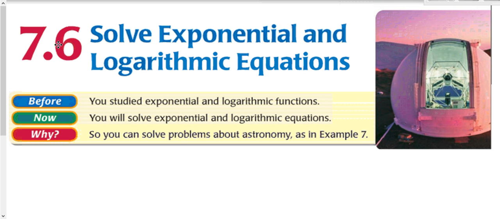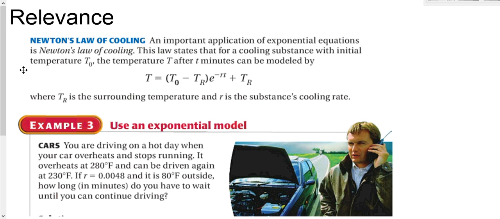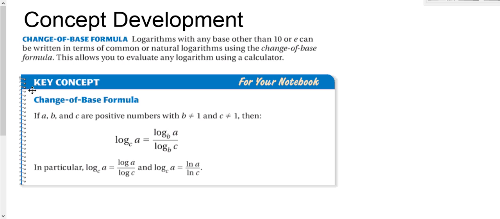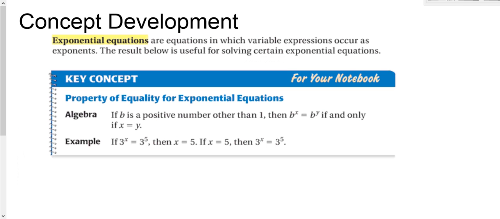All right, we're going to be working on 7.6, solve exponential and logarithmic equations. So if you need more examples and want to read about it a little more, go to 7.6 in your text. We've already read about Newton's law of cooling, the relevance piece. We've already talked about this in a previous lesson. We've gone through the vocabulary, and we've talked about the change of base. We're going to focus a little bit on the equality property.